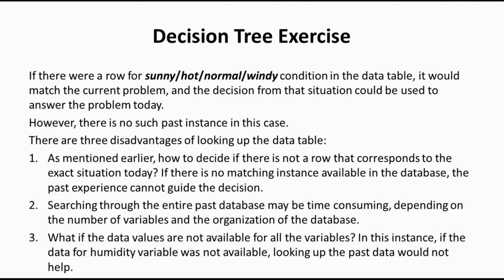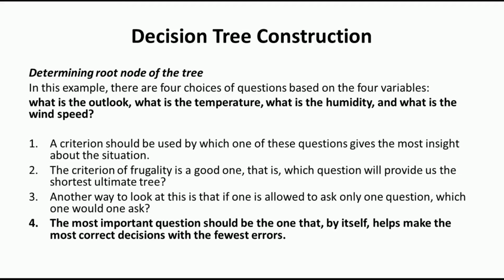The third possibility is, what if the data values are not available for all the variables? Your question has some variables, and those variables are not present in the data set. What happens in that case? Definitely, in such cases we will not be able to get the answer. So these are some different disadvantages of looking up a given example or instance in the given data table. So we should not do this. We should not look for that example in a data table. What we should do is find some alternate solution, like drawing a decision tree and then coming up with the answer.